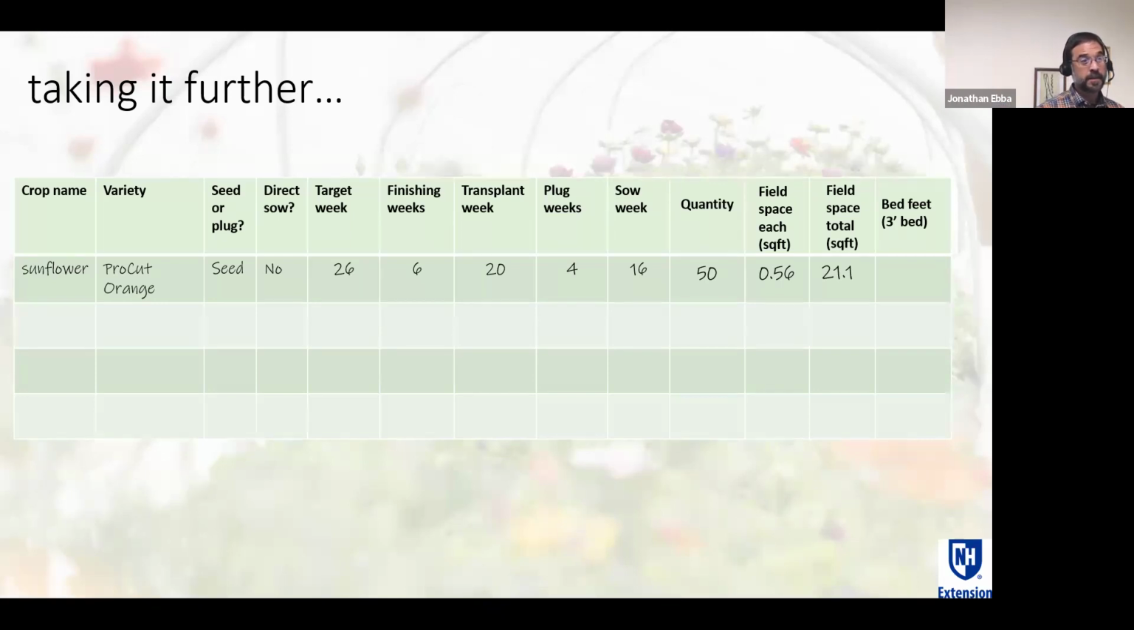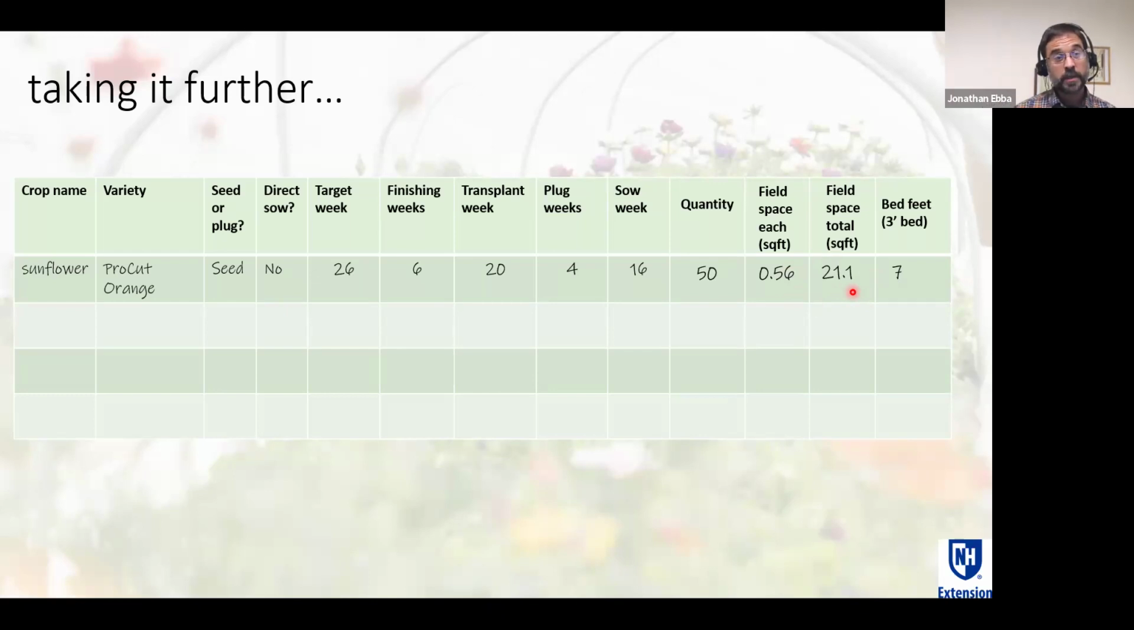And we see the total space this crop will take is simply 50 plants times 0.56 square feet per plant. That gives us that much total bed space. If I'm running 3-foot beds, that's 7 linear feet of bed. So now I know that this crop takes 21.1 square feet, which is useful because I know how many square feet or bed feet I have, depending on how you're looking at your farm.